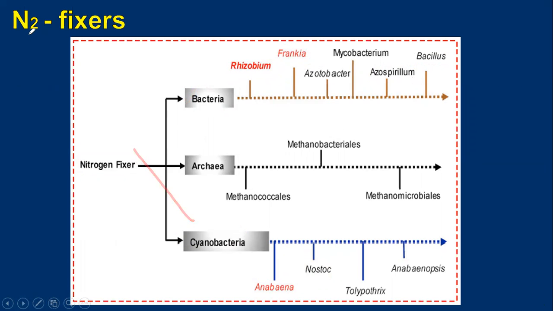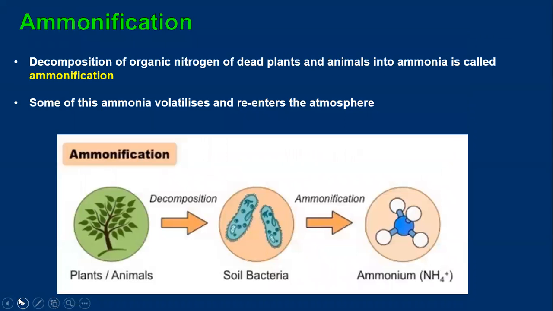So just study the terms, since we learned in detail in the last class what is Rhizobium, what is Frankia, what is Acetobacter and Azospirillum. Now we are going to discuss the steps that are involved in the process of nitrogen fixation.